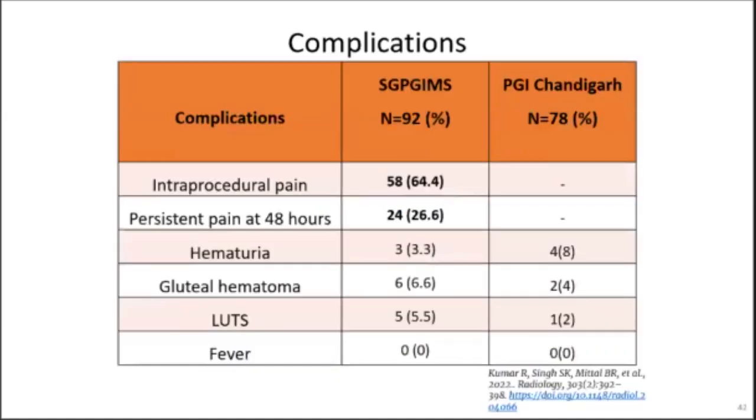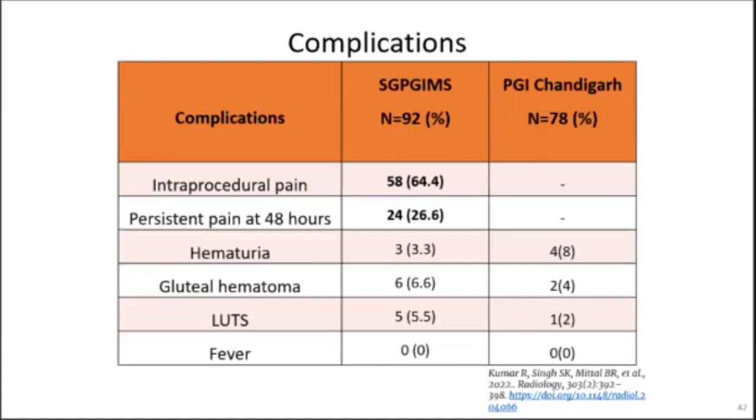So the complications which we faced in the prostatic biopsy was that 64.4% of the patients had intra-procedural pain. However, I would like to say the mean VAS score of the procedure was just 2, indicating minimal pain. As a result, all patients remained stable throughout the biopsy and subsequent scan with no significant movement. There was persistent pain at 48 hours in 26.6% patients.